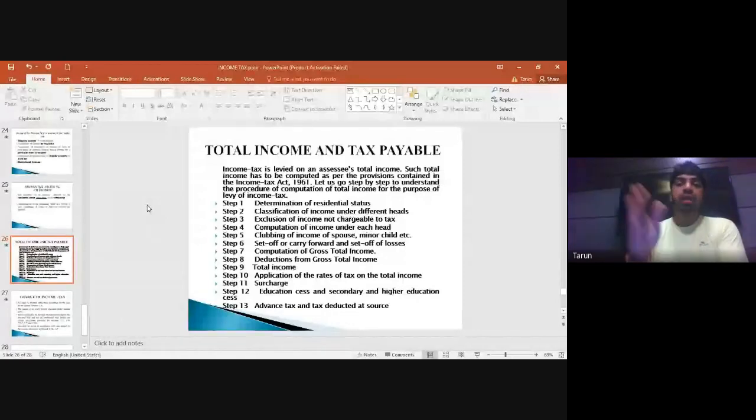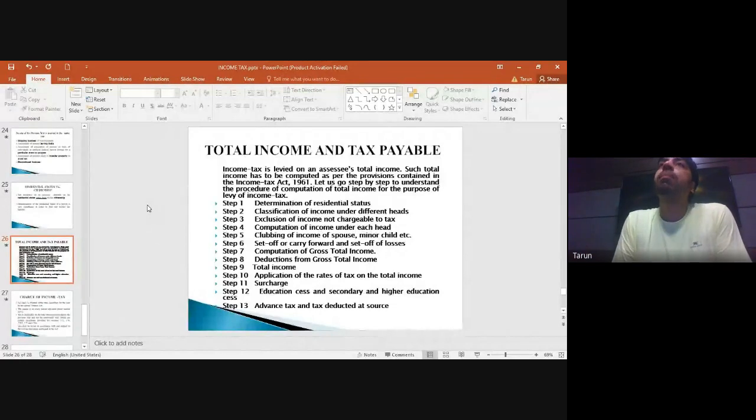Now, as I told you, that is the application of rates of taxes on the total income. Then education cess, any secondary or higher education tax, will be added, and any advance tax or TDS will be deducted. If you've sold properties, you will receive the tax deducted at source. There is a separate chapter on it, which we will consider in later sections. So for today, this is the charge of income tax.